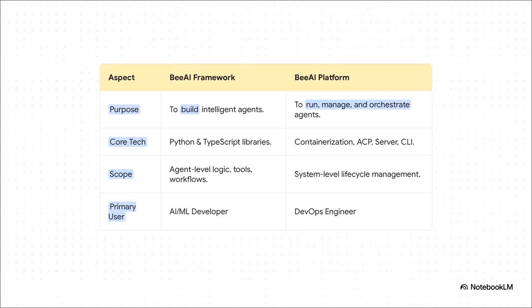And what this does is create a super clean separation of duties. AI devs, they use the framework to focus purely on the agent's intelligence, its logic, its tools. Once they're done, they can just hand it over the fence to the DevOps and platform engineers, and they use the platform to manage the agent's entire lifecycle. It's a clear, well-defined handoff between two totally distinct roles.